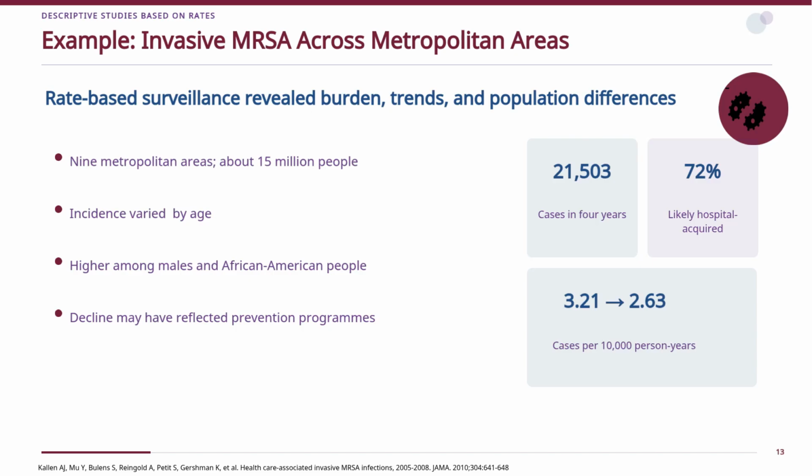The incidence of MRSA varied greatly by age. Rates were also higher among males and African American people. Importantly, the overall incidence decreased from 3.21 to 2.63 cases per 10,000 person years. This decline may have been related to prevention programs.